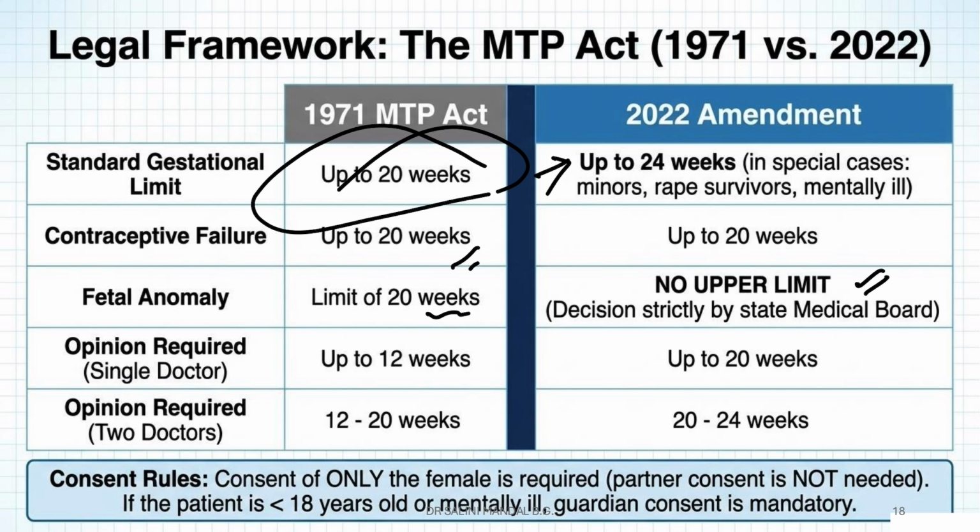Then coming to the opinion required: a single doctor up to 12 weeks, but now we have a 20th week option. The opinion of 2 doctors was required for 12 to 20 weeks in 1971. Now it is 20 to 24 weeks. Okay, but still only the female's consent is required. If the patient is less than 18 years old or mentally ill, guardian consent is mandatory.